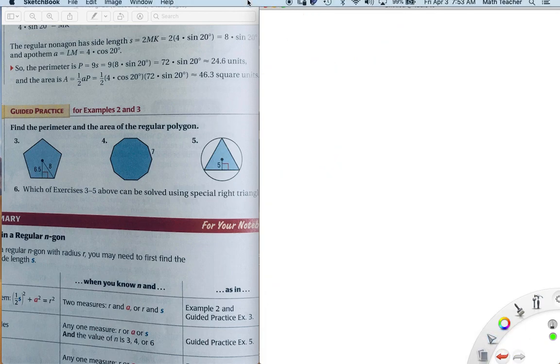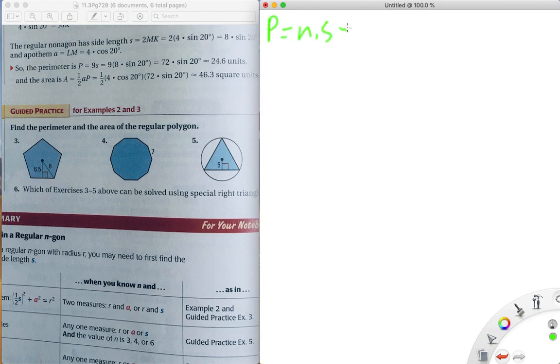Number 4, they ask us to find the area of this particular regular polygon, which has 1, 2, 3, 4, 5, 6, 7, 8, 9, 10 sides. This is a decagon, meaning it has 10 sides. I already know what the side is, so the perimeter is equal to the number of sides times s. In this case, it's 10 sides times a side, which is 7. So the perimeter is 70. Nice.